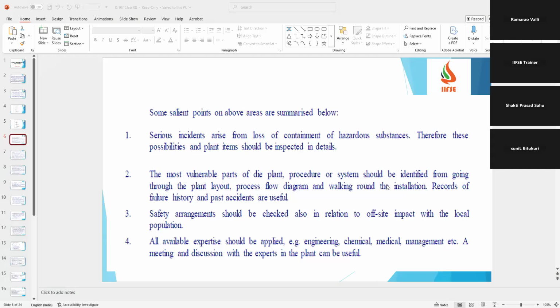So when we say on-site, the emergency is within the limits of your boundary, nothing is exposed outside your boundaries. When we say off-site impact or off-site emergency, the emergency has extended out of your boundary. The emergency has spread beyond your limits.